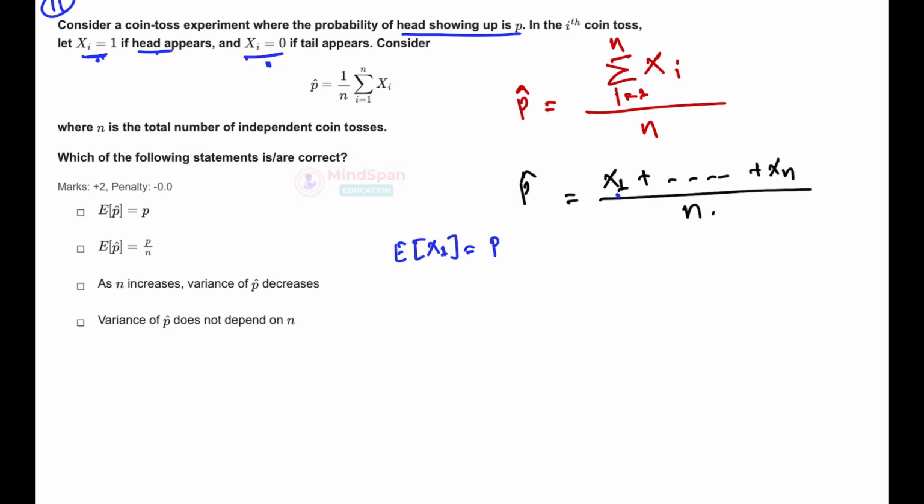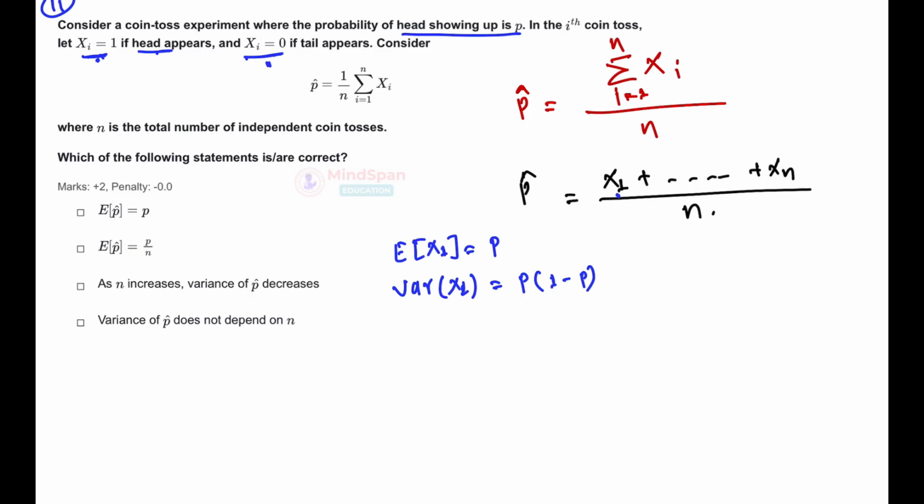And what will be the variance of this random variable x1? That is nothing but P times success times failure, so P times 1 minus P, right? So if we know about x1, we know x2, x3, x4, xn, because all these random variables are Bernoulli. Now we have to just look at the expectation of this P hat and the variance of this P hat. This one is also a very easy question.